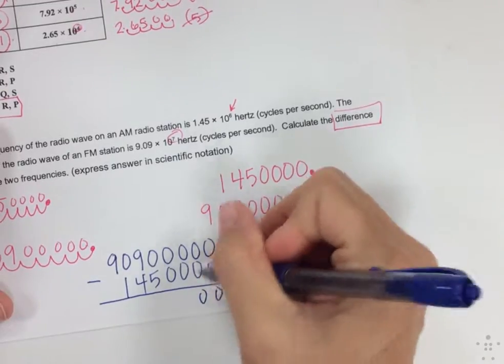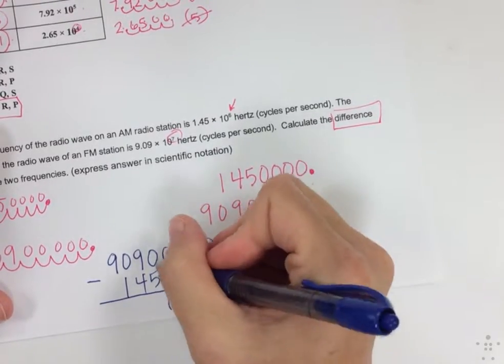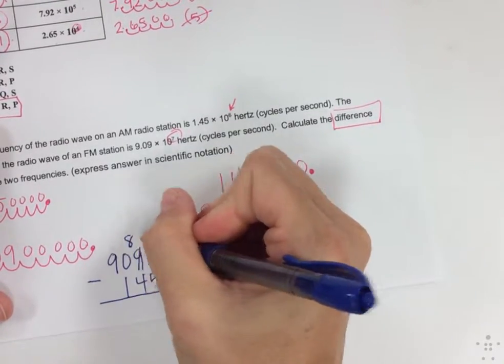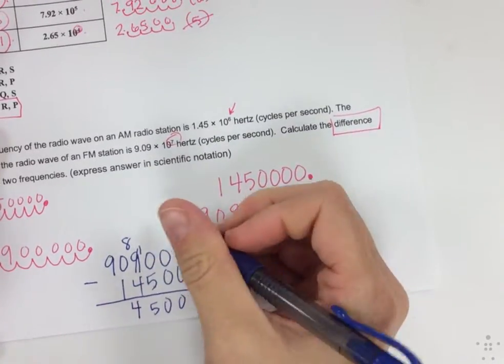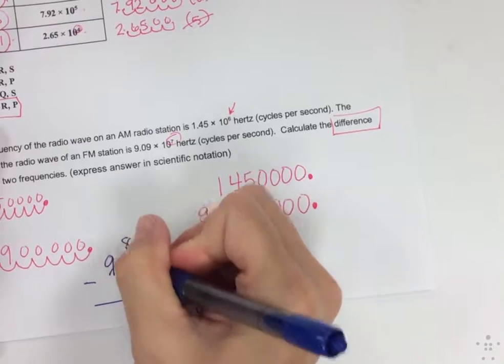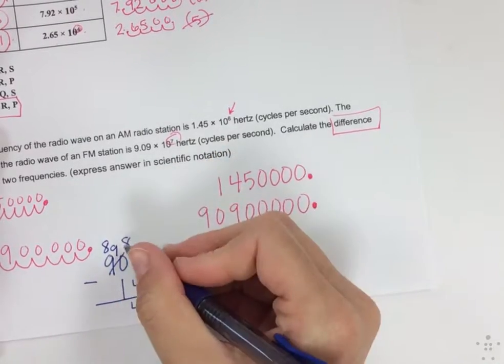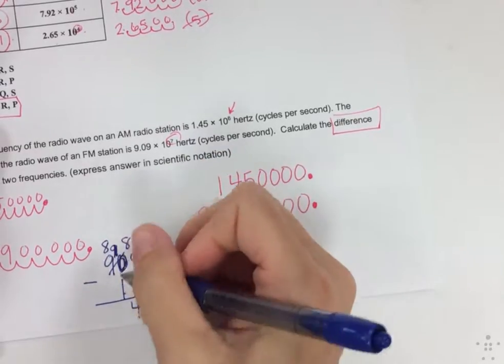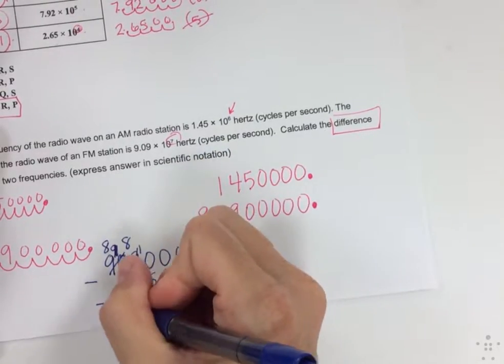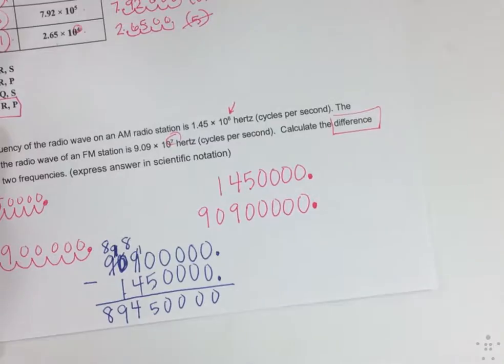So 0, 0, 0, 0. 0 minus 5 I can't do, so that 9 becomes an 8. 10 minus 5 is 5. 8 minus 4 is 4. 0 minus 1 I can't do, so I'm going to make this 89. I'm sorry, not 89. That should be a 10. 10 minus 1 is 9. And then 8 minus 0 is 8.